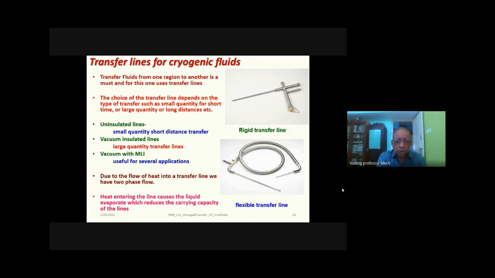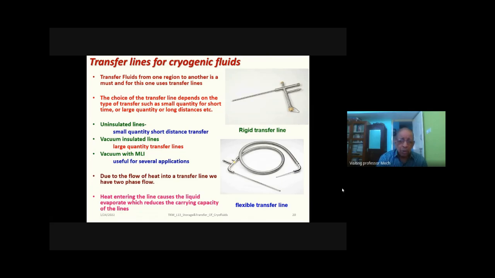The choice of the transfer line depends on the type of transfer, such as a small quantity for a short time, or a large quantity, or whether you are going to transfer over long distances, etc. So depending on that, you can select the type of transfer line which you would like to use.